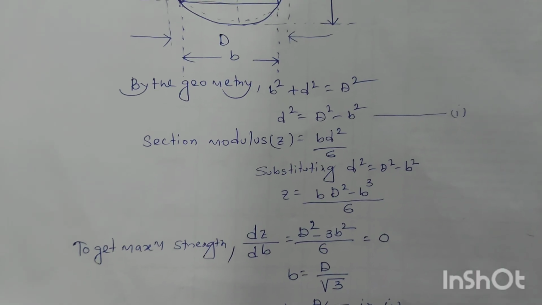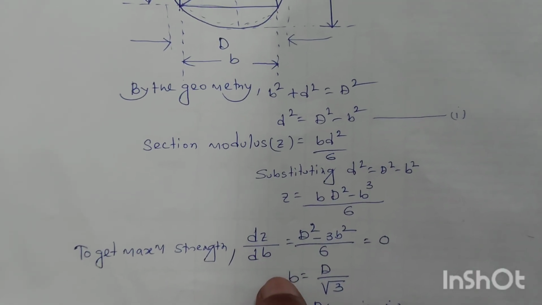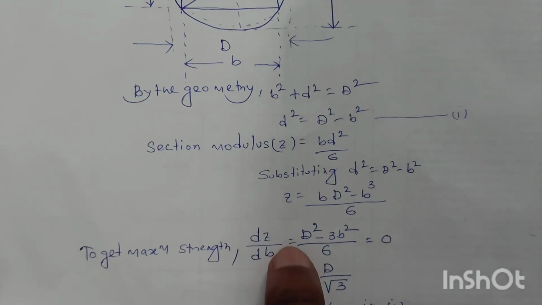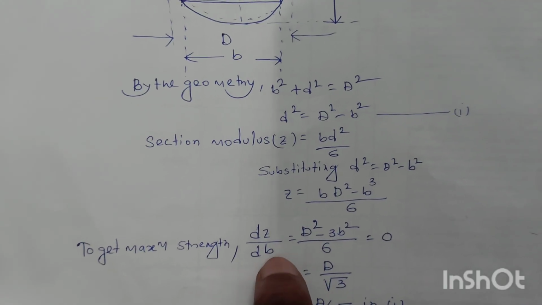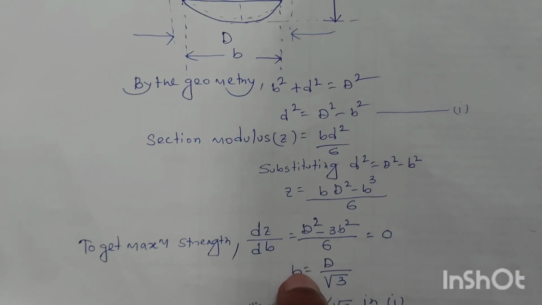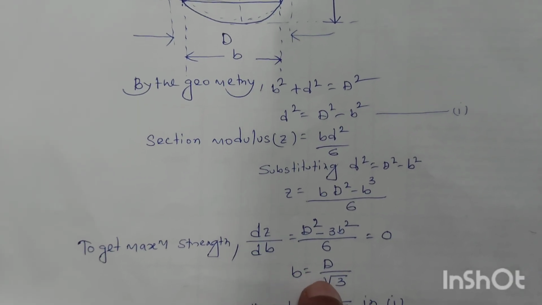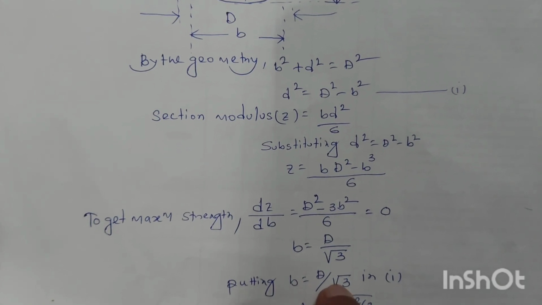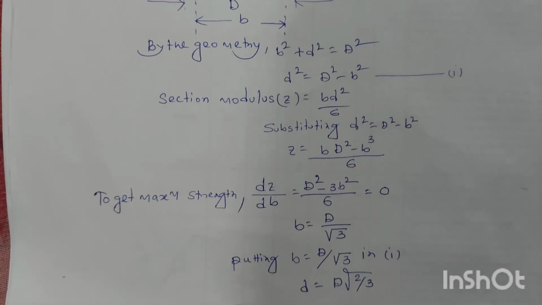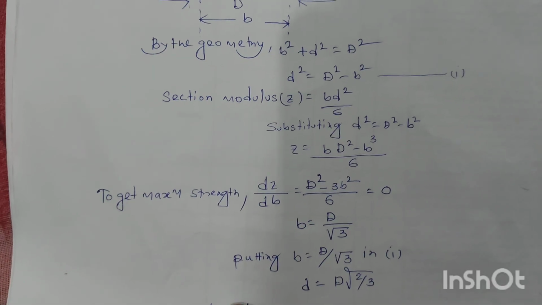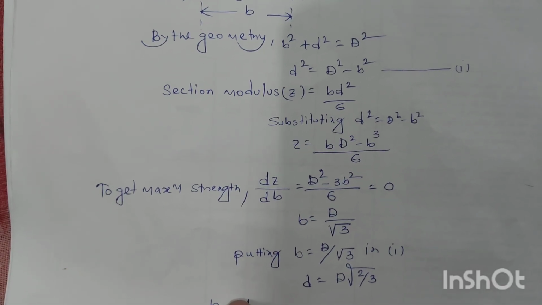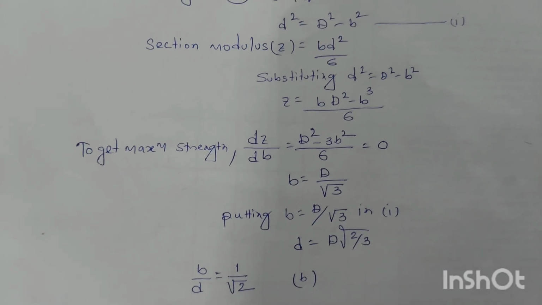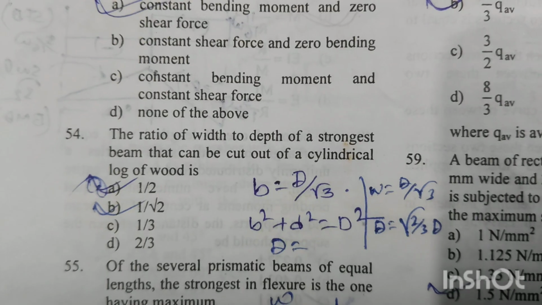Now to get maximum strength, we have to differentiate the section modulus with respect to the width of the beam and equate it to 0. If we do that, small b, the width of the beam, will be capital D by root 3. If we put the value of small b equal to capital D by root 3 in equation number 1, then we will get the small d value. Small d will be equal to capital D into root over 2 by 3. And if we take the ratio of width to depth of the beam, the ratio will be 1 by root 2. B is the right answer.